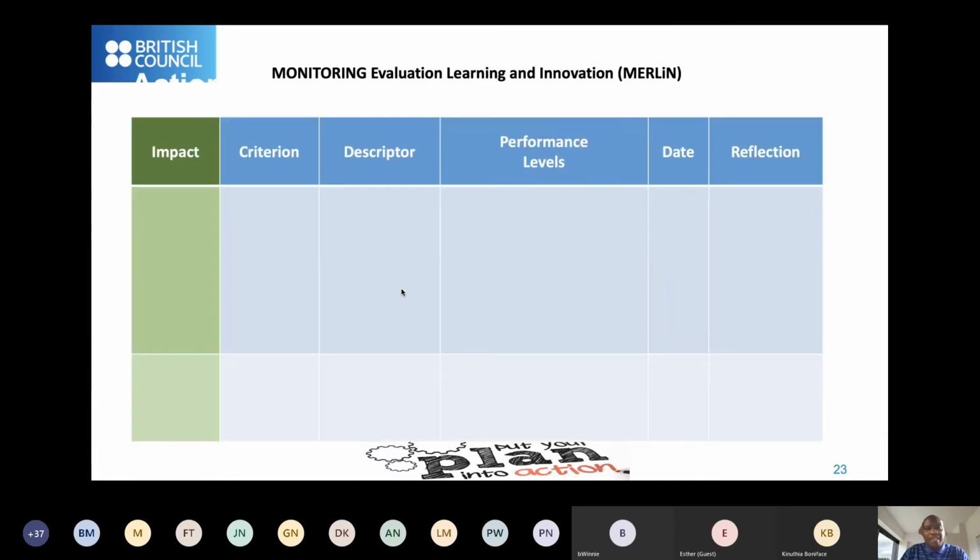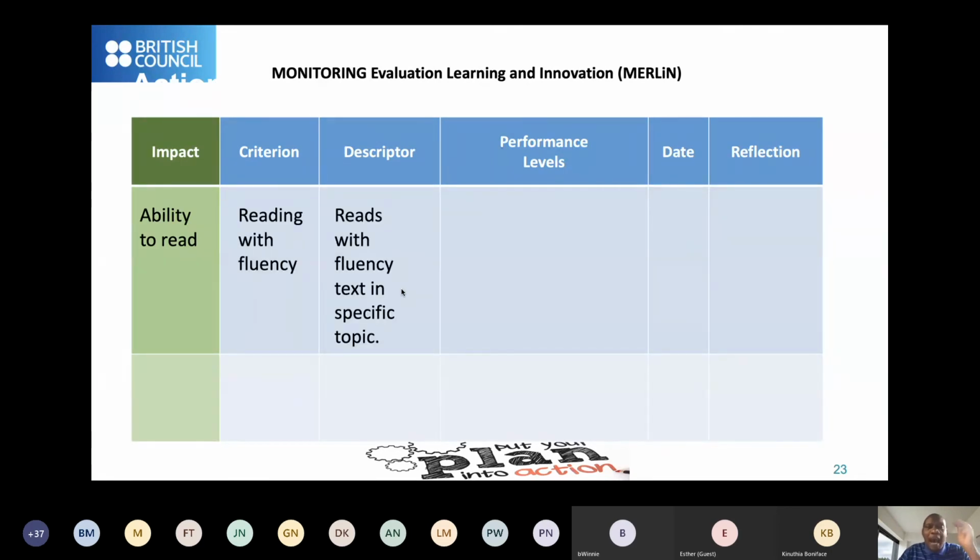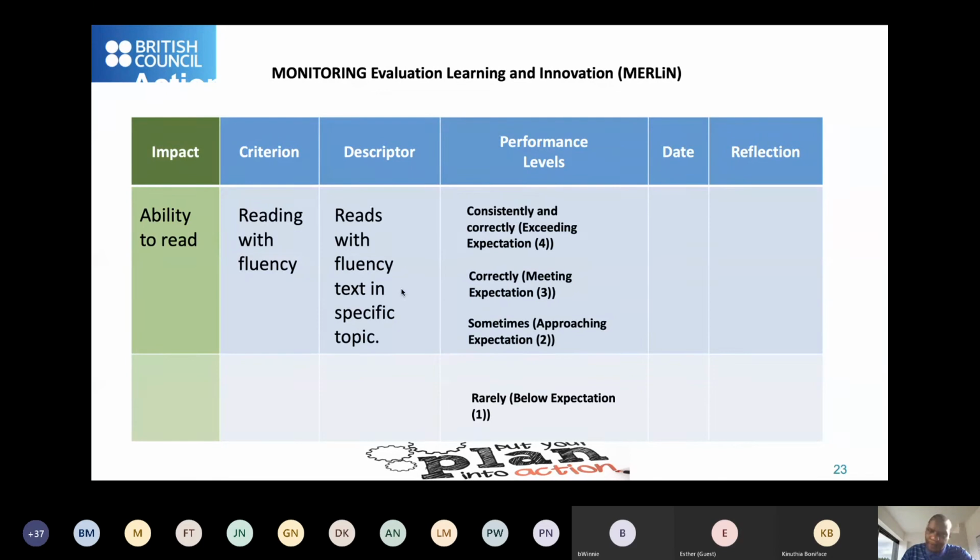I'll break it down so that I know this is the ability to read; the criterion is reading with fluency. I'm checking reading with fluency, text is specific. Then I break it down into below expectation, approaching, and that. So that I have a date in the midweek when I will check, and then I write a reflection. What did I see? Where are my learners?